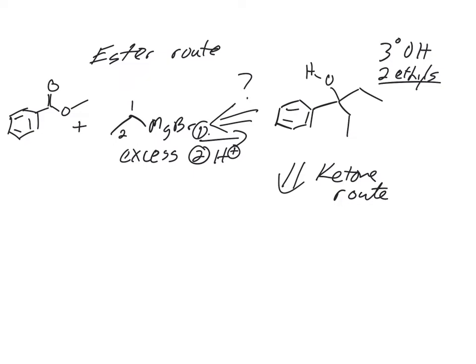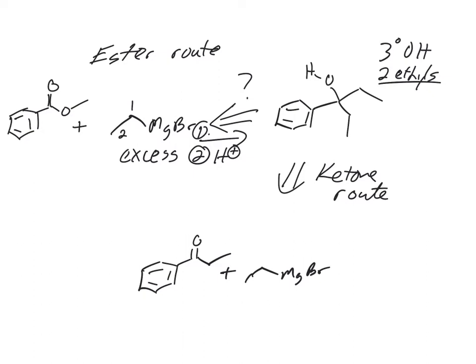What if we want to go the ketone route? The ketone route, we actually have lots of options. You could do it a couple different ways. So it's going to be a ketone. You could do it from this ketone, and then have this react with one equivalent of the ethyl Grignard. You do it that way.